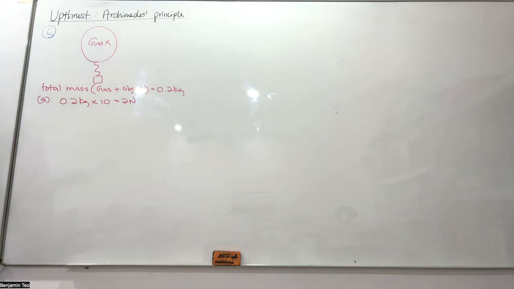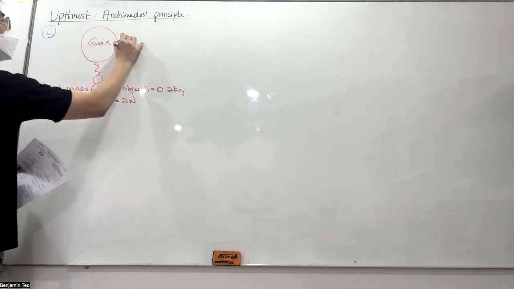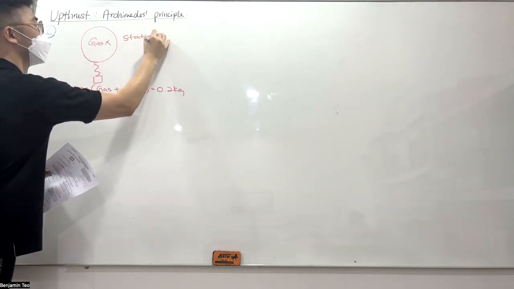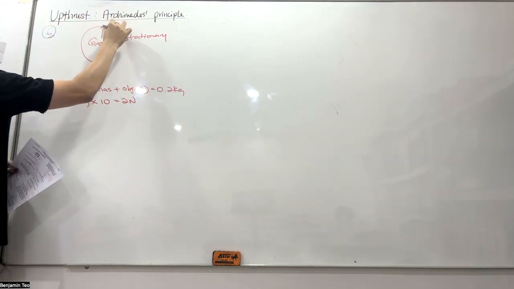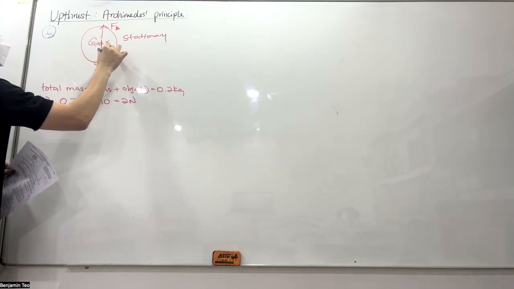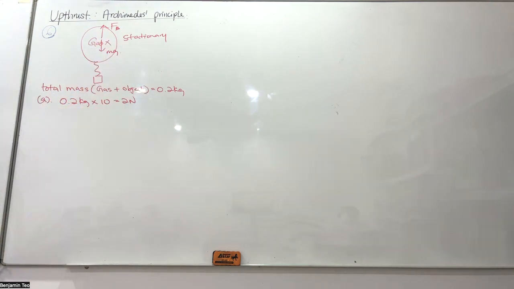B, what is the upthrust of the balloon? Okay, the balloon, is it floating? It says in the question, the balloon is stationary. Stationary means no acceleration. So your upthrust force is balanced out by the weight. So what is the upthrust? Same as the weight, also 2 Newton.